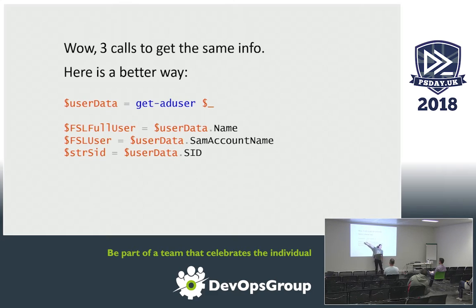But yeah, get the data once. Everybody knows filter left, format right. If you can, scale is hard. Get the smallest amount of data, the fewest amount of times, and the people who are using your module will be very happy with you.